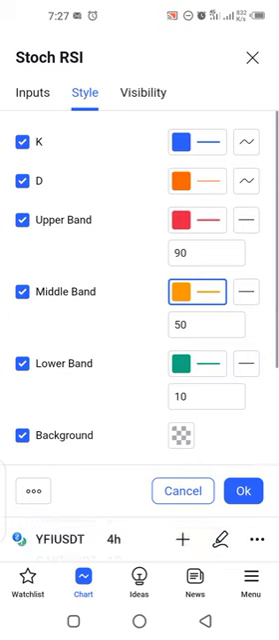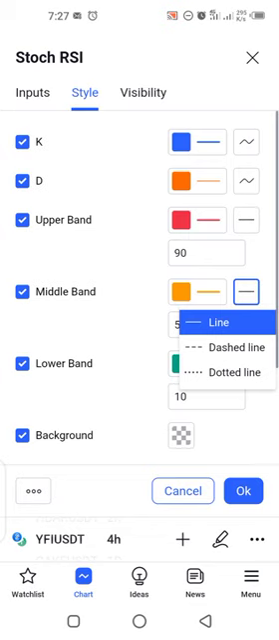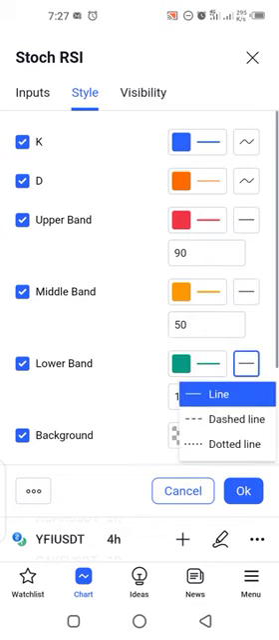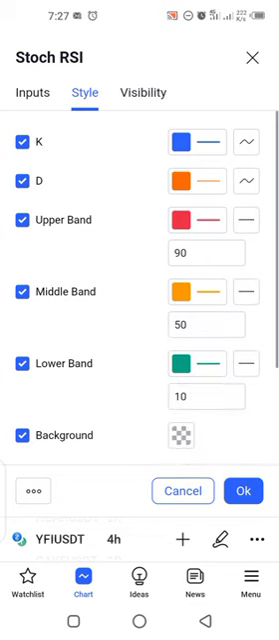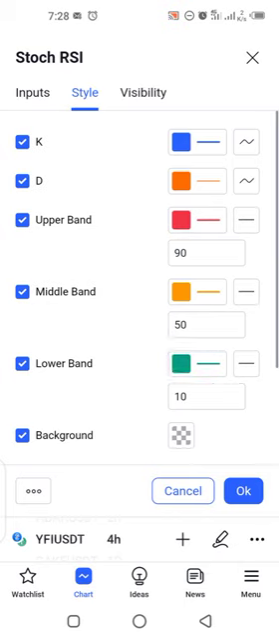Now, on the upper band, you need to choose line. On the middle band, you need to choose line. And on the lower band, you also choose line. So also here on the lower band, I choose green, opacity 100, thickness next line. And maybe you are done with the settings of the stochastic RSI.